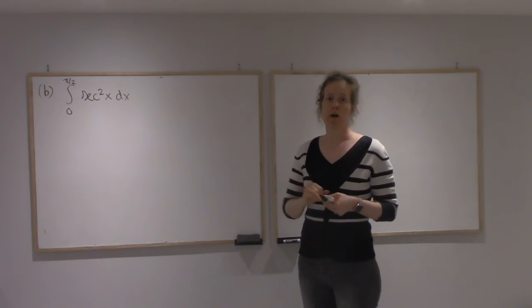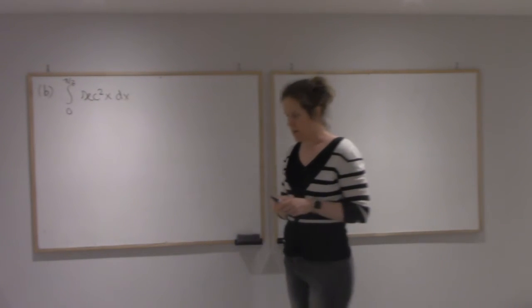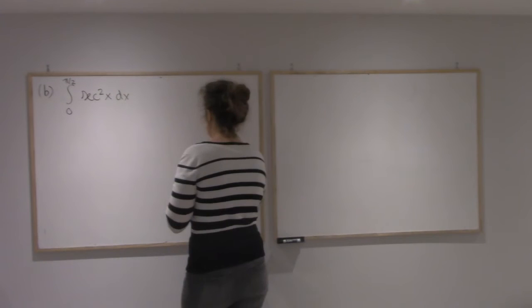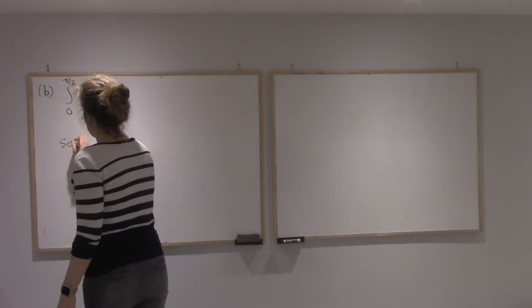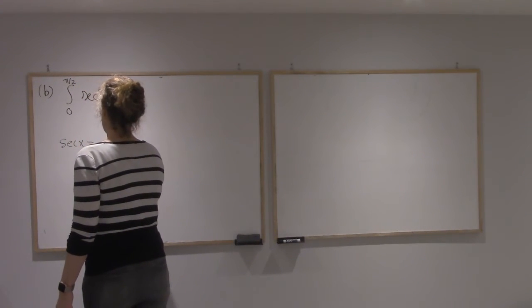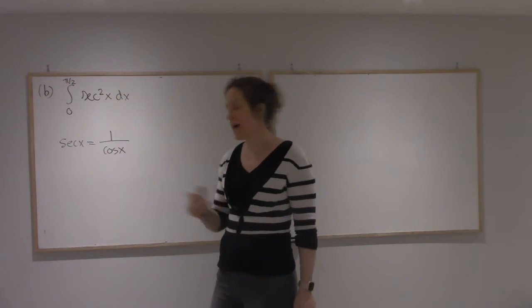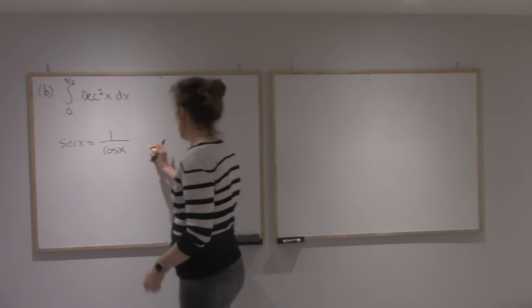Right, let's start solving this problem. I claim it's an improper integral. To know why, you'd have to write secant of x is 1 over cos of x. And so I would have an issue if cosine is 0.